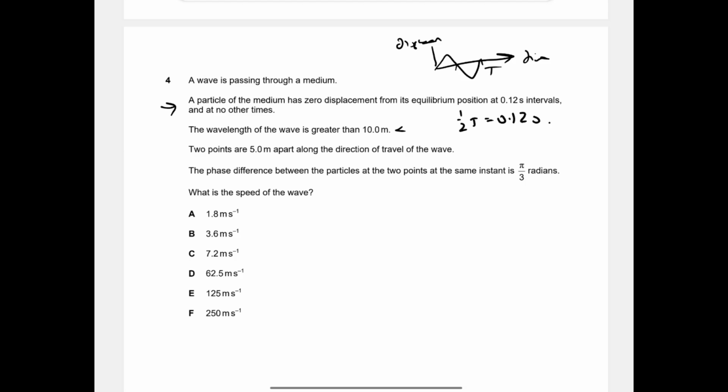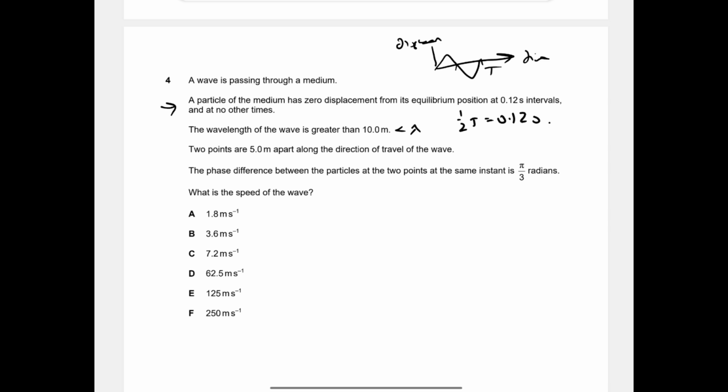The wavelength of the wave is greater than 10, okay. 2 points are 5 meters apart along the direction of travel. The phase difference between the two particles at the same distance is pi over 3. Okay, so I see what they said. The 2 points are 5 meters apart, so these 2 points are on the same wave. They're in the same cycle, I don't know how to describe it.